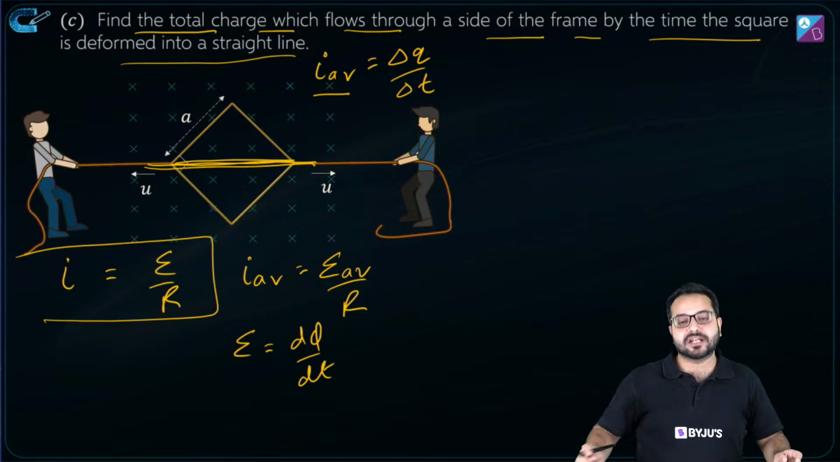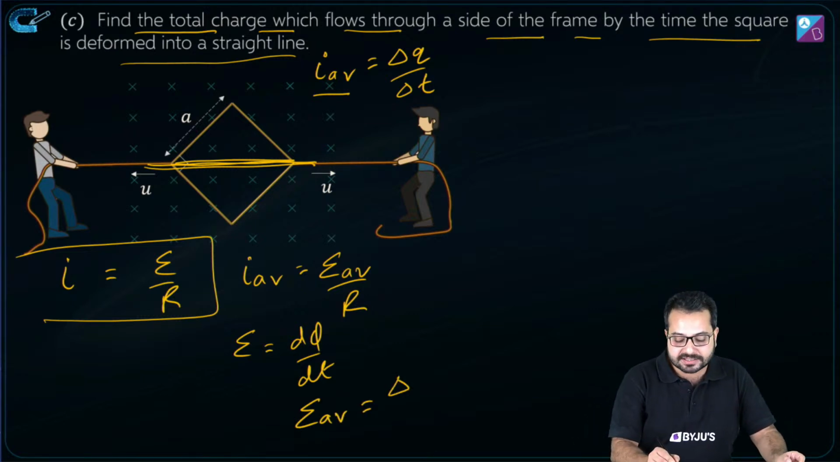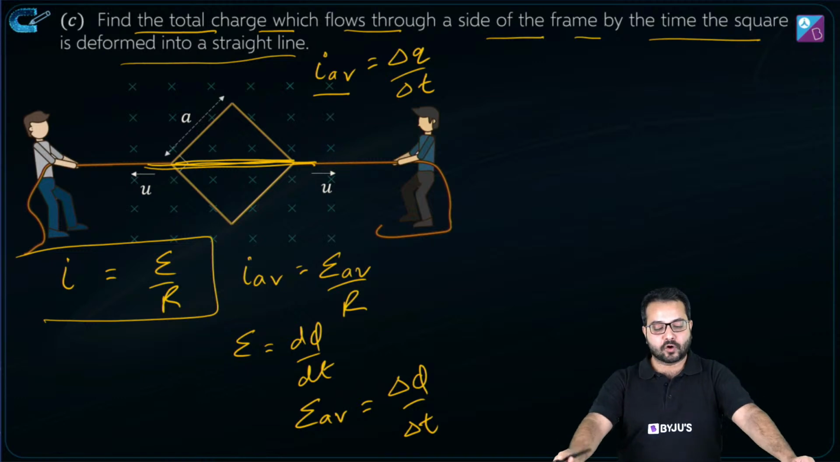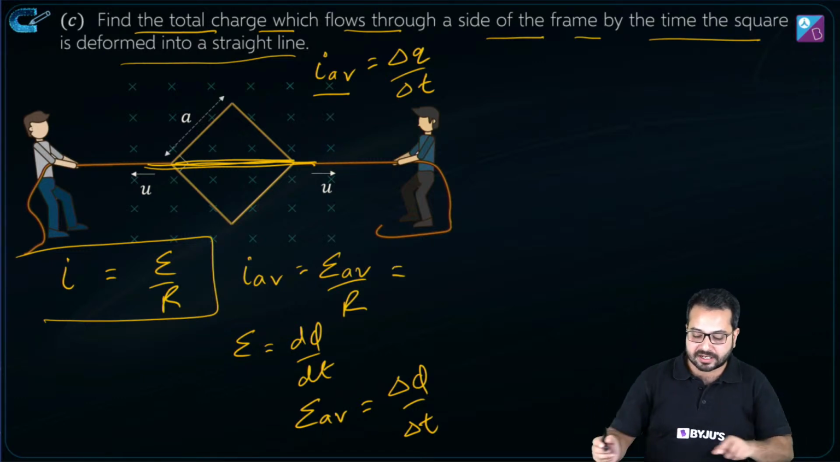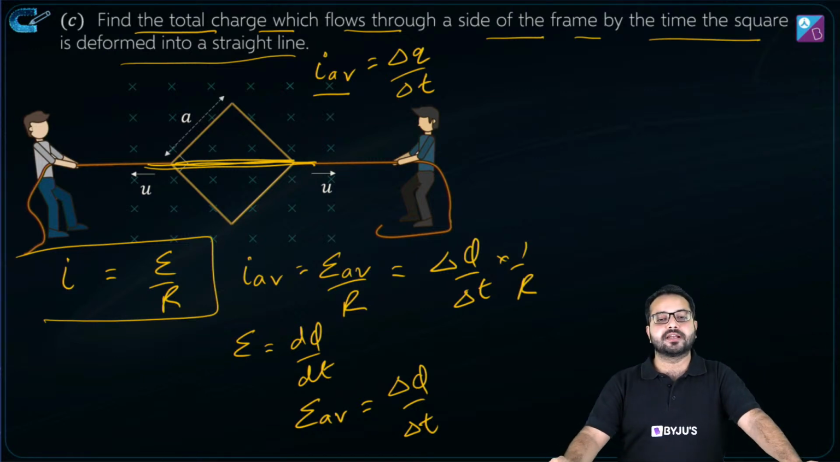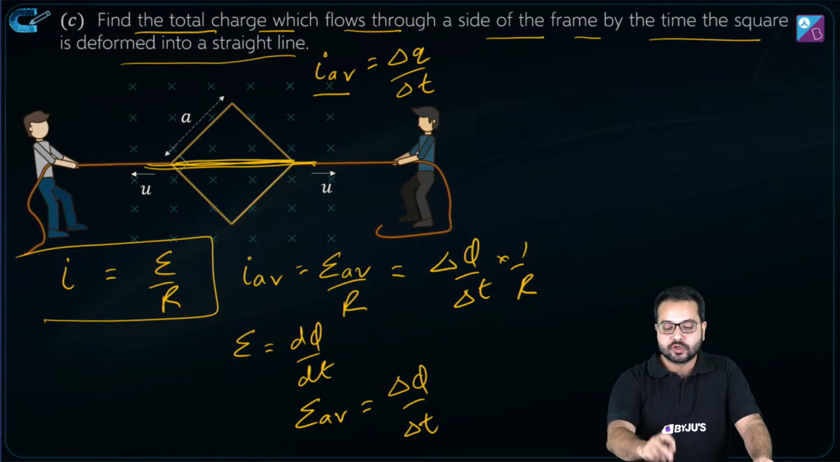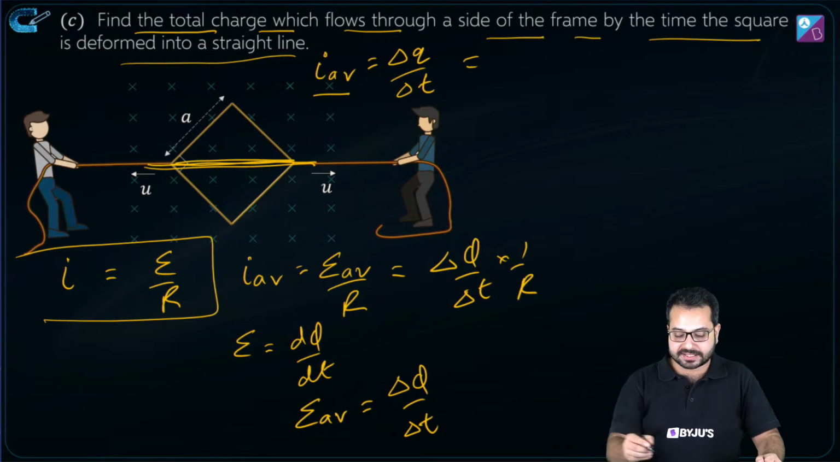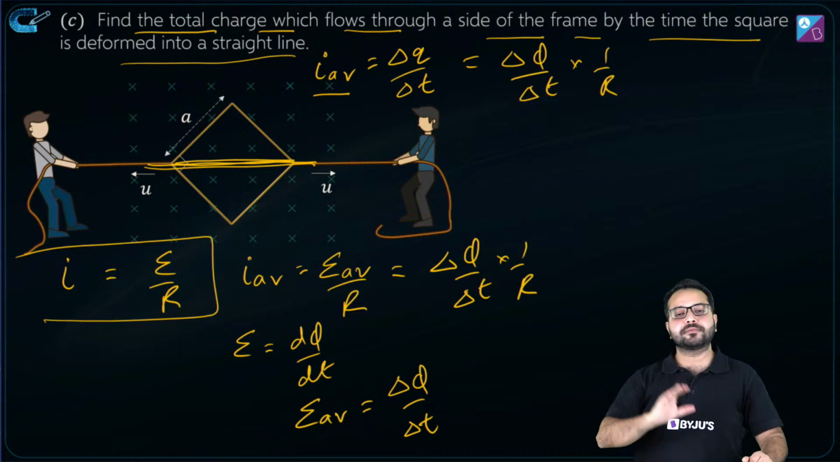But this is an instantaneous quantity. If I want E average, then what can I write? Can I write it as delta phi by delta t? Of course, I can do that. Is that clear? So average current, what can I write it as? It is E average upon R, which I can write as delta phi upon delta t into 1 by R. Here we are not talking about instantaneous quantities, but about average quantities. So delta Q by delta t, I can write as delta phi upon delta t into 1 upon R. Do you agree? Any confusion?